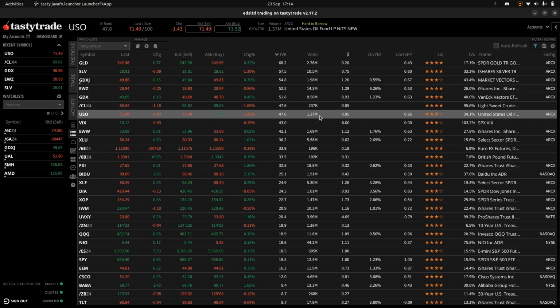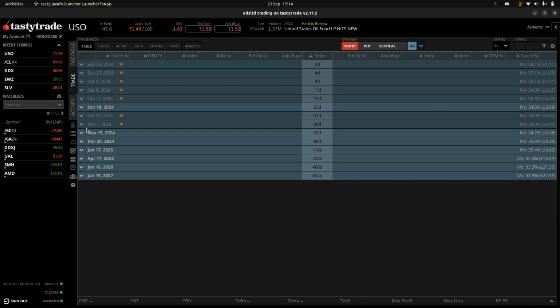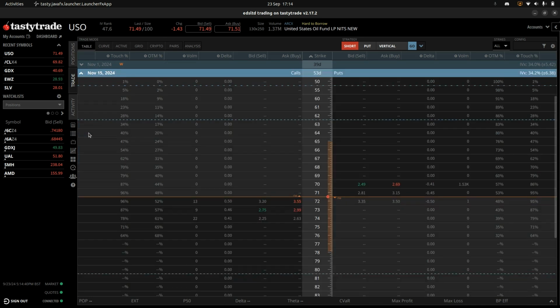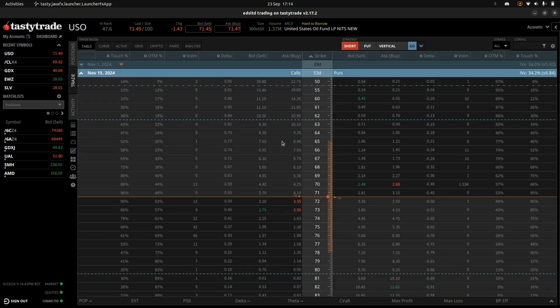We want to stick to things that have an IV rank of over 50. Over 30 can be acceptable as well, depending on what the underlying is, but generally speaking, over 50 is considered high. So if we have a look at USO, go over to the trade tab, open up the November 15th expiration, and now we can see the options chain.